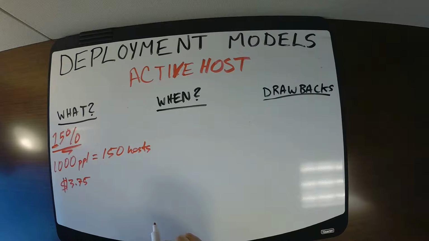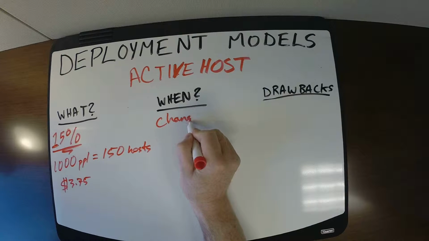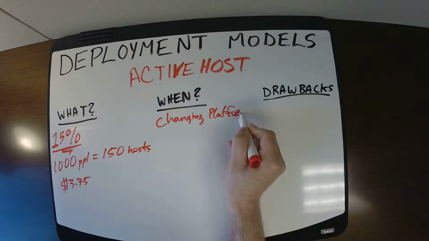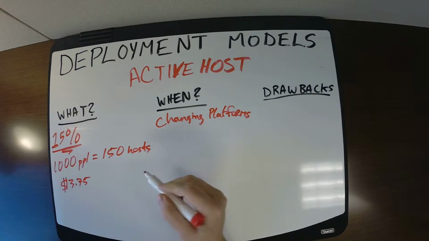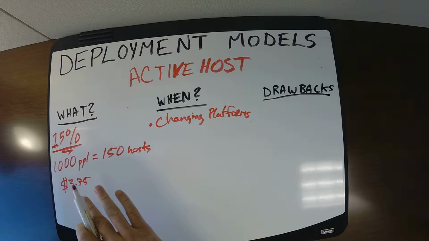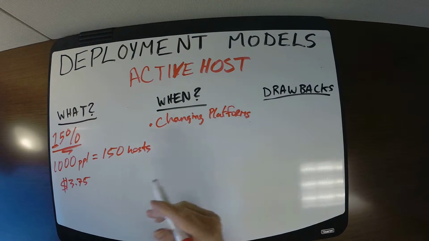When does the active host model make sense? It often makes sense when, one, you're changing platforms. So let's say you're going from GoToMeeting to Cisco WebEx, or from Cisco WebEx to Archit Anywhere. So when you're changing platforms, it makes sense because you have a cap spend in year 1, and you can give access to everyone and figure out how many people are actually using it.